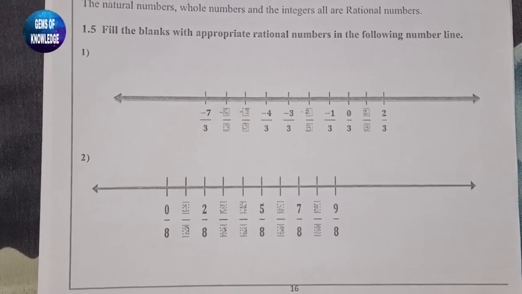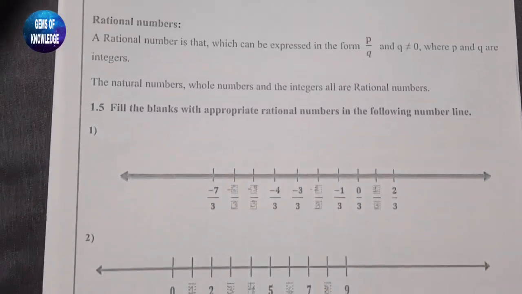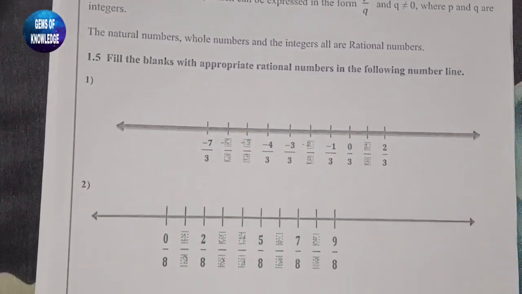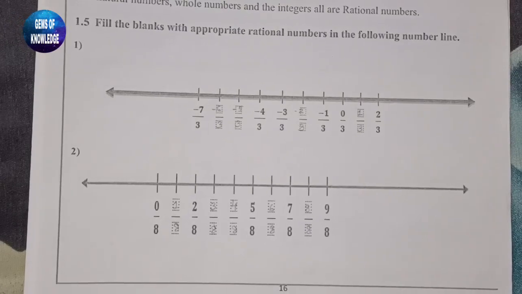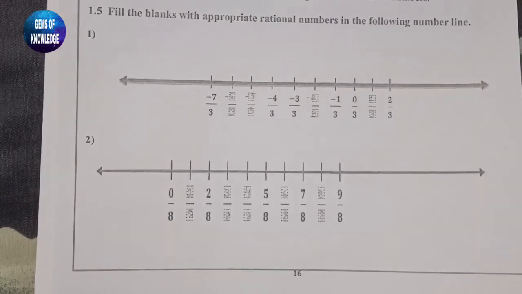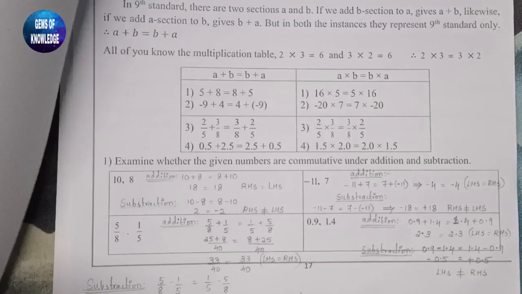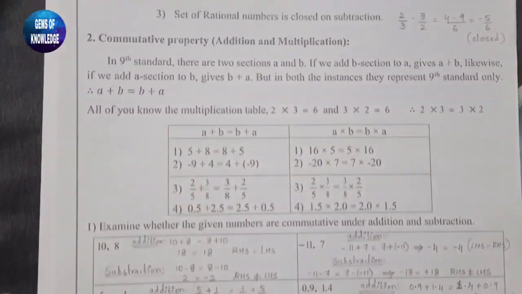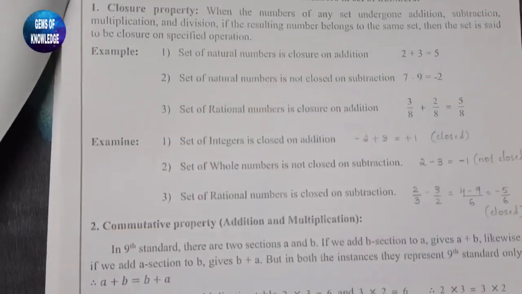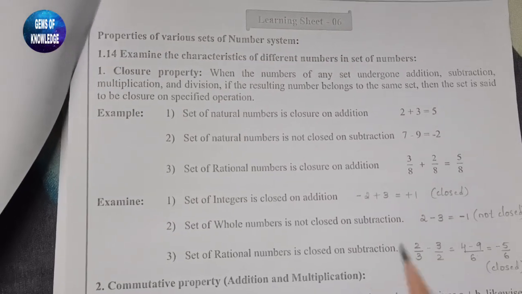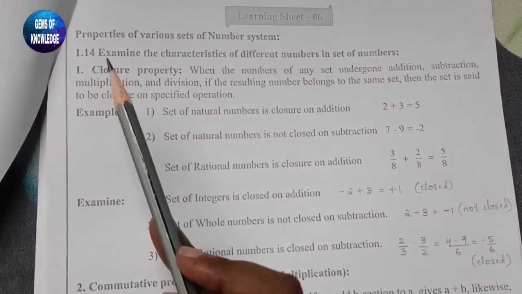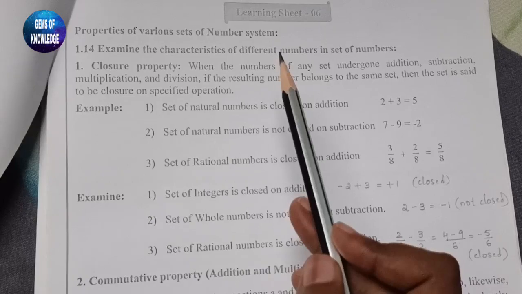So that's all. It is the learning sheet number 5. Nothing is to be written here. This is your learning sheet 5. So quickly let us move on to the learning sheet number 6, where you can see the properties of numbers of set. Learning sheet 6, where you can see properties of various sets of number system is given.